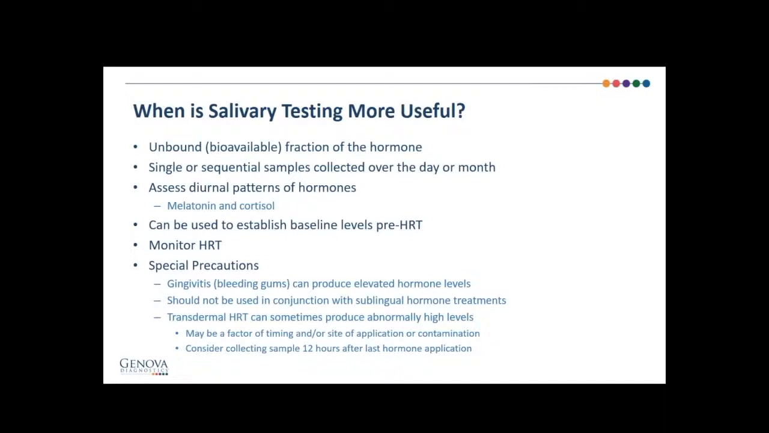So when I talk about timing, consider collecting a sample 12 hours after the last hormone application. When you use a transdermal, typically there's a big jump over the first 4 hours, and there's a normalization after about 12 hours to baseline levels. That's why the timing of collection can really influence the finding. And if you apply a transdermal closer to the salivary glands, to the neck, for example, as opposed to lower down, that location can also be a big influence in terms of the findings.